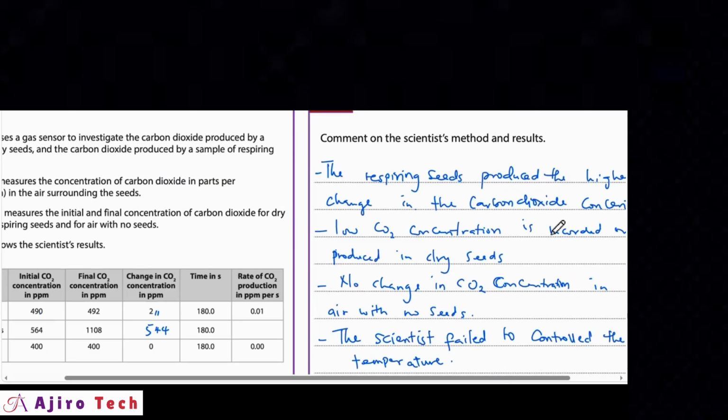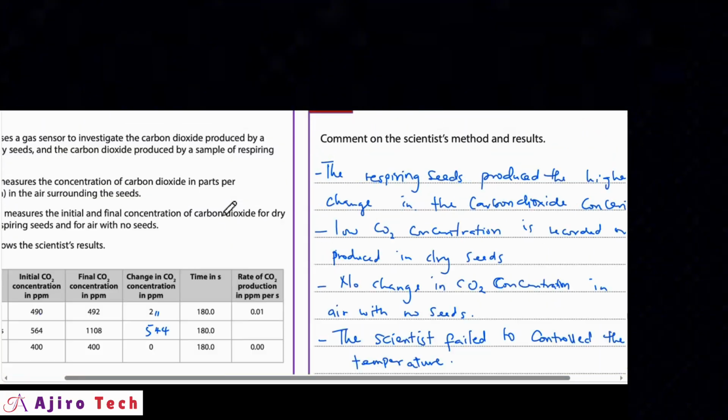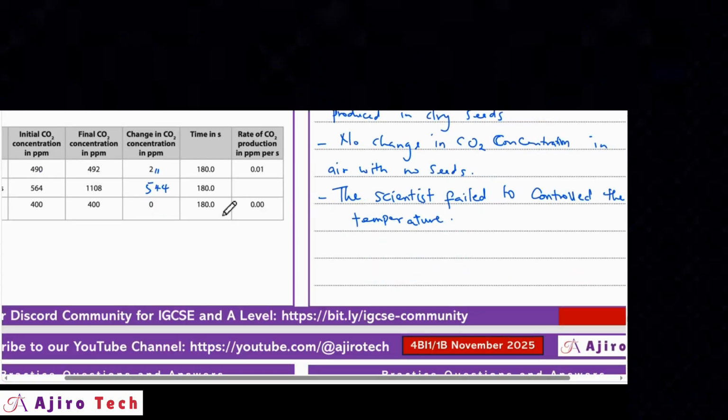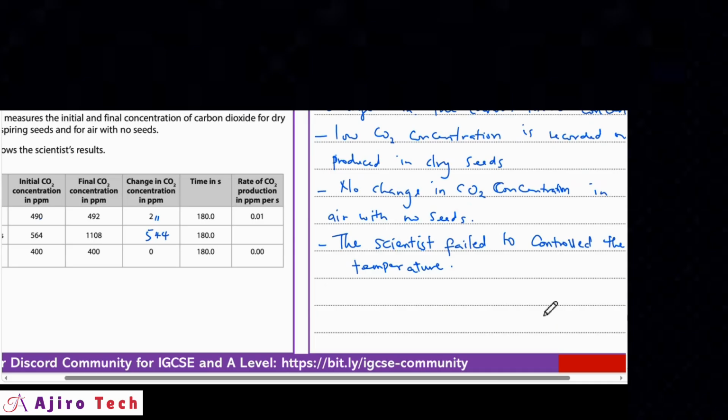Did he repeat the investigation? I don't think so. He did not repeat the investigation. No repetition. And then, for how many minutes? This 180 seconds, that's 3 minutes. That time is too short. So the method that he used a very short time. So the duration, the scientists used the shortest duration.